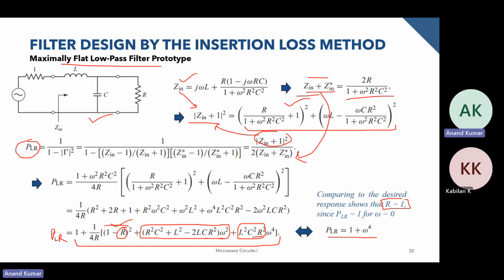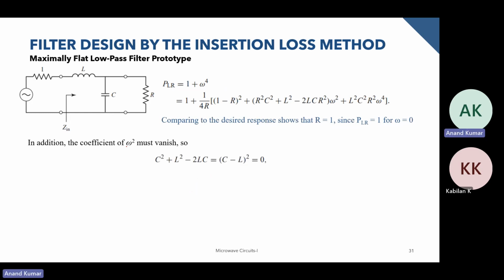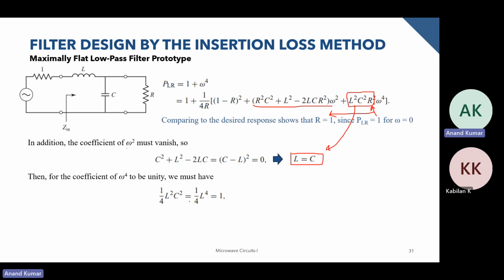Okay, so to make this term vanish, we found out that r equal to 1. Now we'll equate this particular term equal to 0. The coefficient of omega square must vanish, so we're making this 0, and upon making this 0, we find that L should be equal to C. And since this term should also be equal to 1, and we have r equal to 1 over here and L equal to C, we can find out the value of this L and C, both are equal to root 2. So now we have found the value of L, C, R, everything.